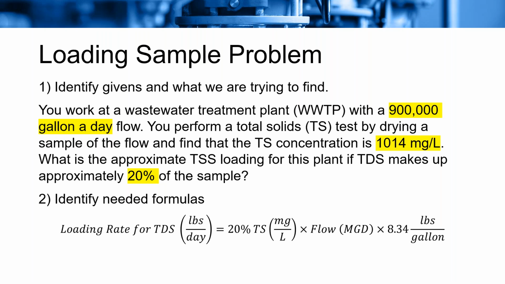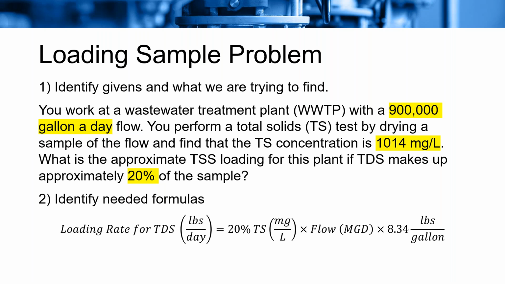So again, the first part is to identify the givens and what we're trying to find. I highlighted the givens. The first one is 900,000 gallons a day. And then we also identify that there's 1,014 milligrams per liter. And then what we're trying to find is the loading rate. So we ask, what is the approximate TSS loading for this plant if the TSS makes up approximately 20% of the sample? So we know that total solids is our concentration that we're going to be using for the problem, but we really need 20% of it for our total.